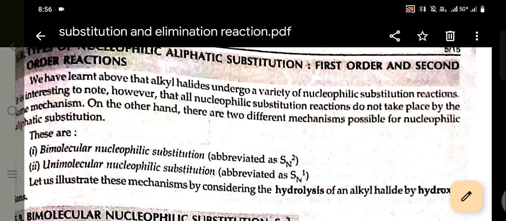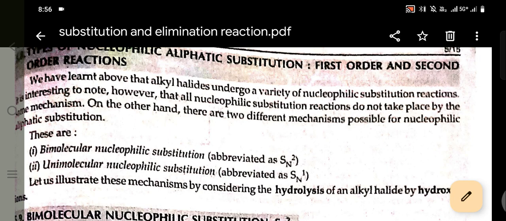Here is an audio video lecture on substitution and elimination reaction. Types of nucleophilic aliphatic substitution are first order and second order reaction. We have learned that alkyl halides undergo a variety of nucleophilic substitution reactions.